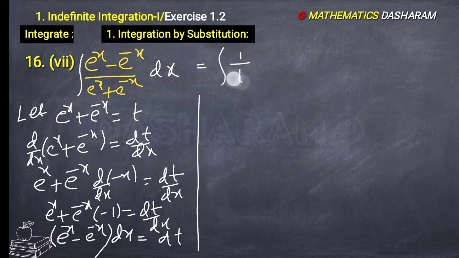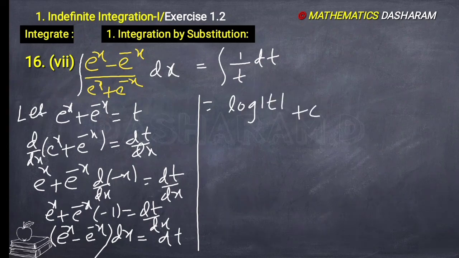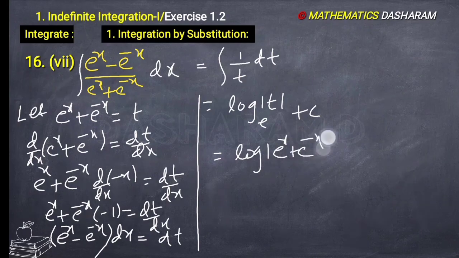Now substitute the values in the given question. 1 by t into dt. So then log mod t plus c with base e. So it is equal to log mod e power x plus e power minus x. This is our required answer.